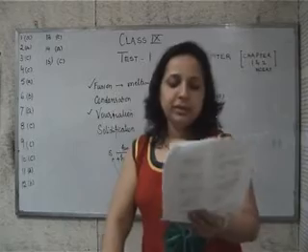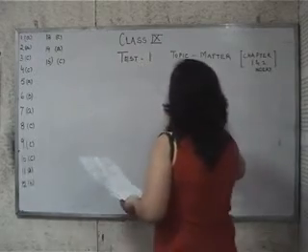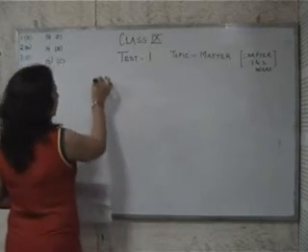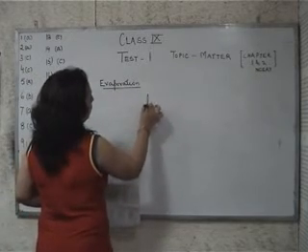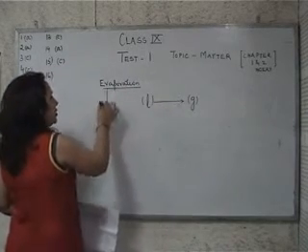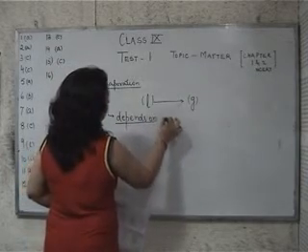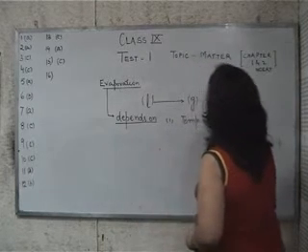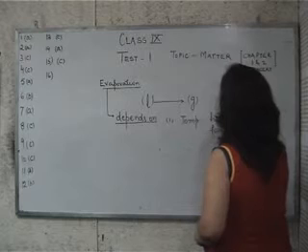16th question. Evaporation of water increases under the following conditions. What is evaporation? Evaporation is a process in which a liquid changes into gaseous state. Evaporation depends on some important factors. Depends on 1, temperature. And the rule is, the higher the temperature, the faster will be evaporation.